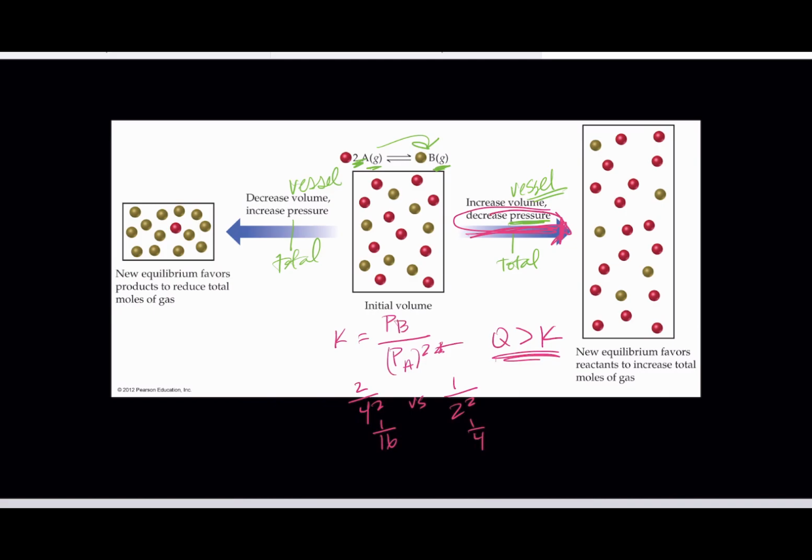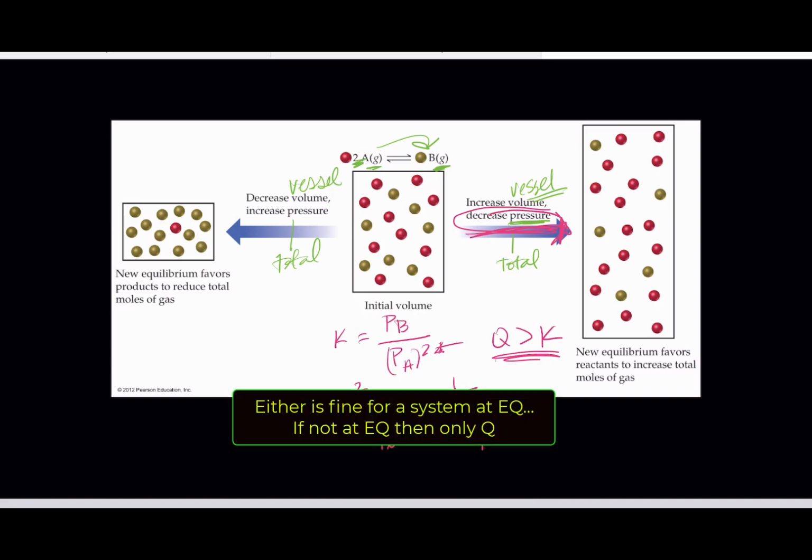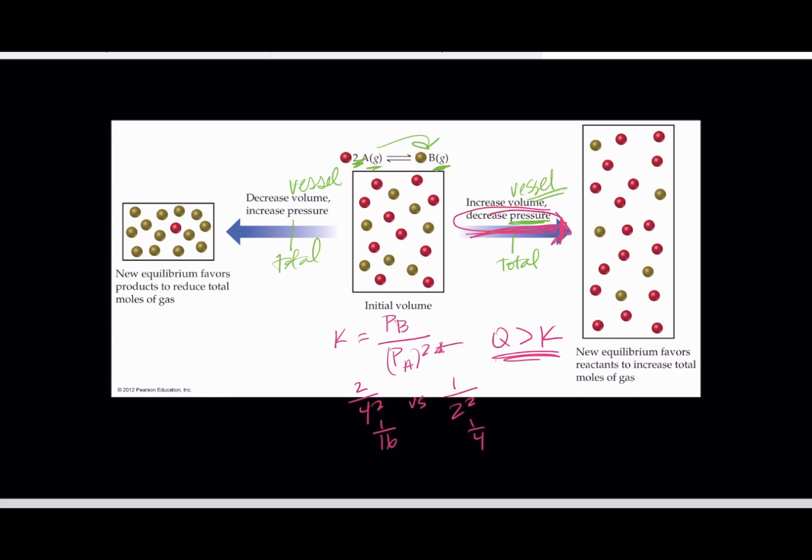And if Q is greater than K, what does the system do? If Q is greater than K, we consume product and produce reactant, which is the exact same thing that we predict via Le Chatelier's principle. And opposite on the flip side. Does that make sense? So always, Q or Le Chatelier's principle, either one is going to be acceptable unless the question prompts you to give one type of answer or analysis. Okay, now let's move on to the next section.